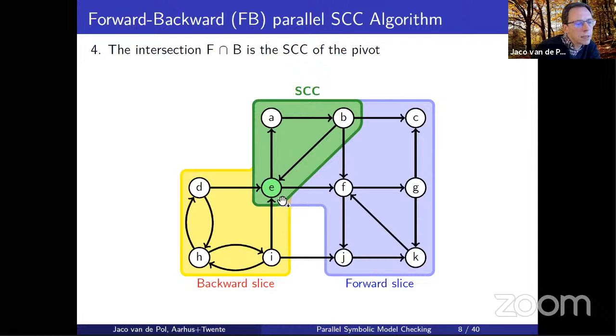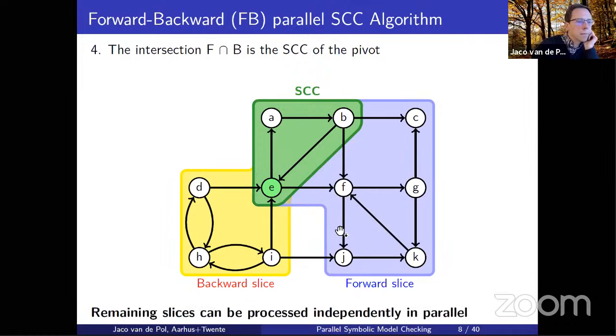But there's another property, and that's that the other parts, the blue part and the yellow part, can be treated separately. So every SCC is either here, green, or it is completely in blue, or it is completely in yellow. And that means we can use parallelization, because one processor could now work on the blue part, and another processor could work on the yellow part. So this is a nice property of this FB, that you have these independent parts of the graph, which you can handle in parallel. Okay, so this is quite nice and quite easy.